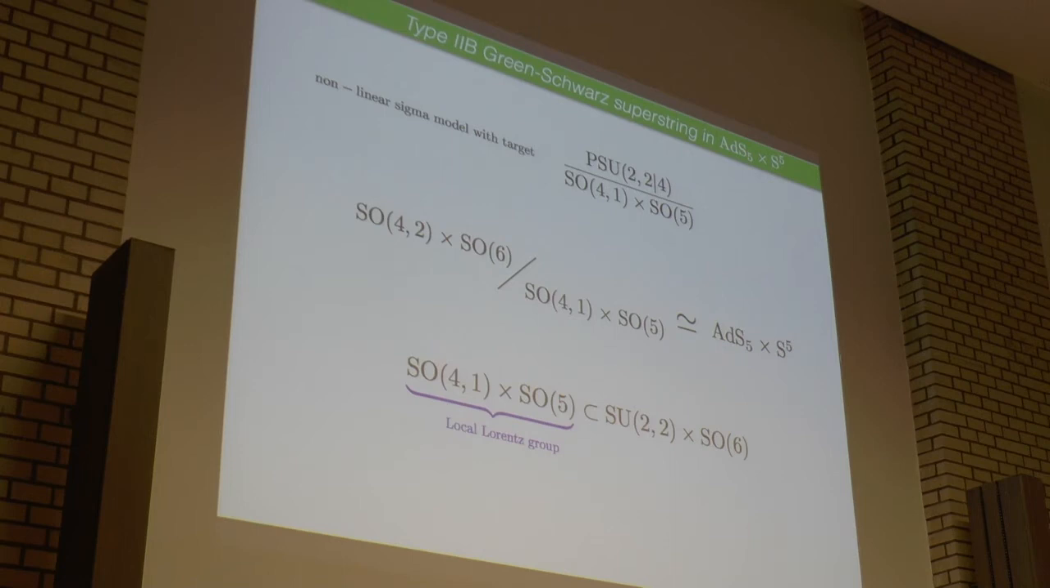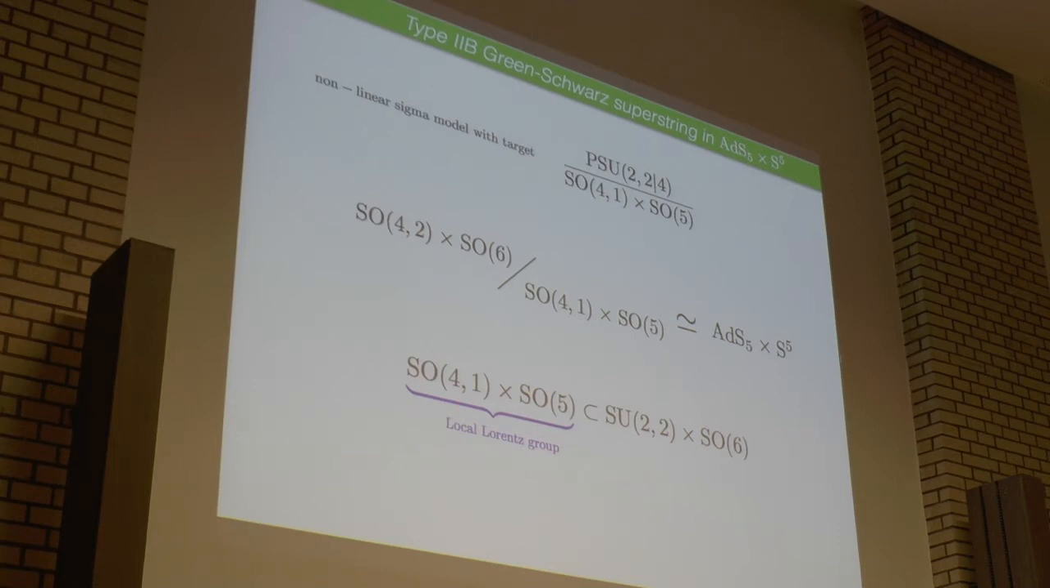If you look at AdS5 cross S5, you can realize that this space is a coset, where you start from the group SO(4,2) cross SO(6), and you divide SO(4,2) by SO(4,1), and SO(6) you divide by SO(5). SO(6) by SO(5) is a 5-sphere, and SO(4,2) by SO(4,1) is AdS5 space.